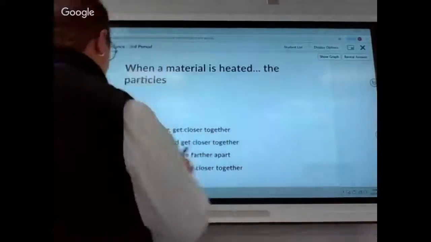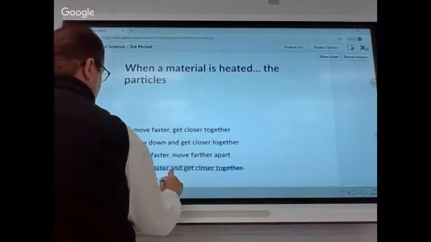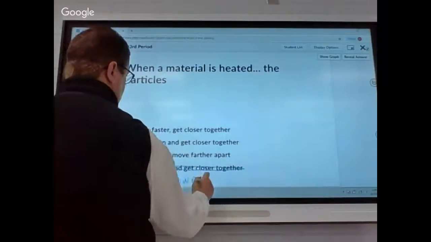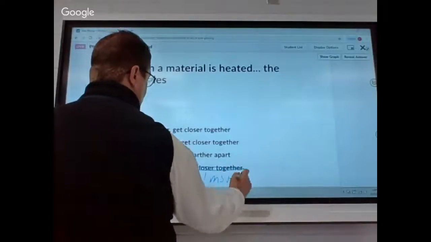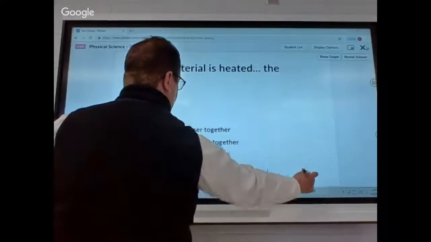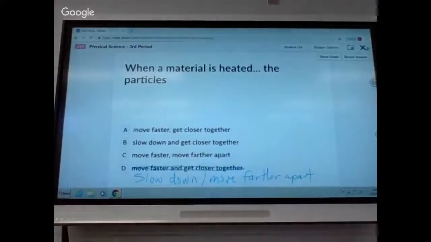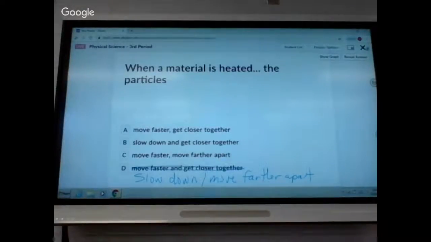So let me write that down here. This is supposed to say slow down, move farther apart. Why do they move farther apart instead of being closer together? I'll explain in a second.